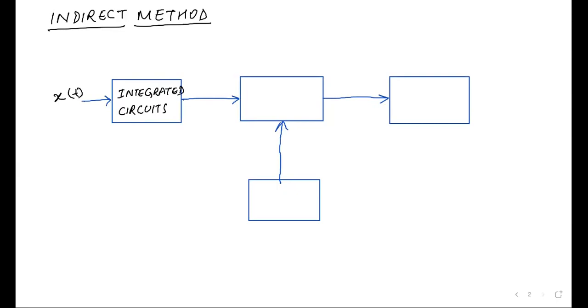We have the integrated circuits, and after this message signal, so this xt is what? This xt is the modulating signal.